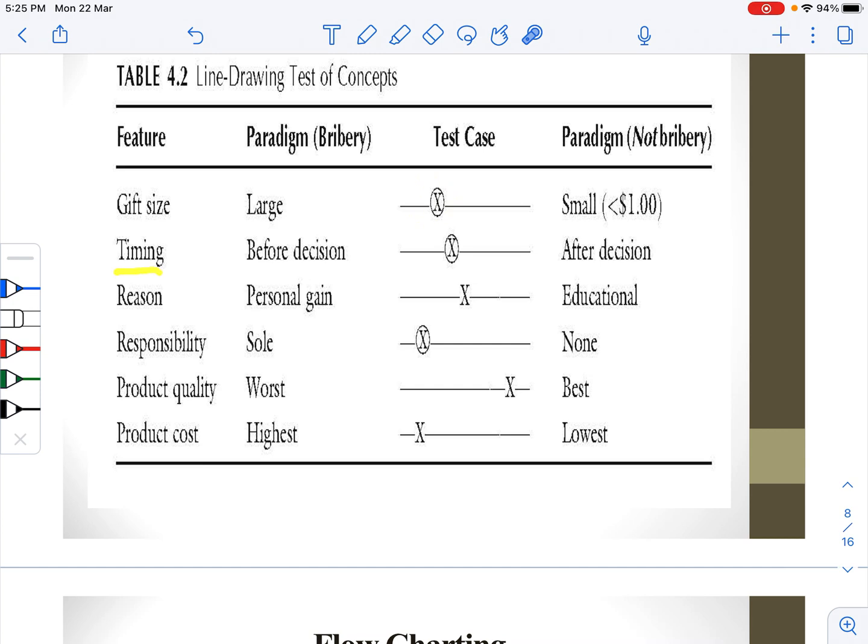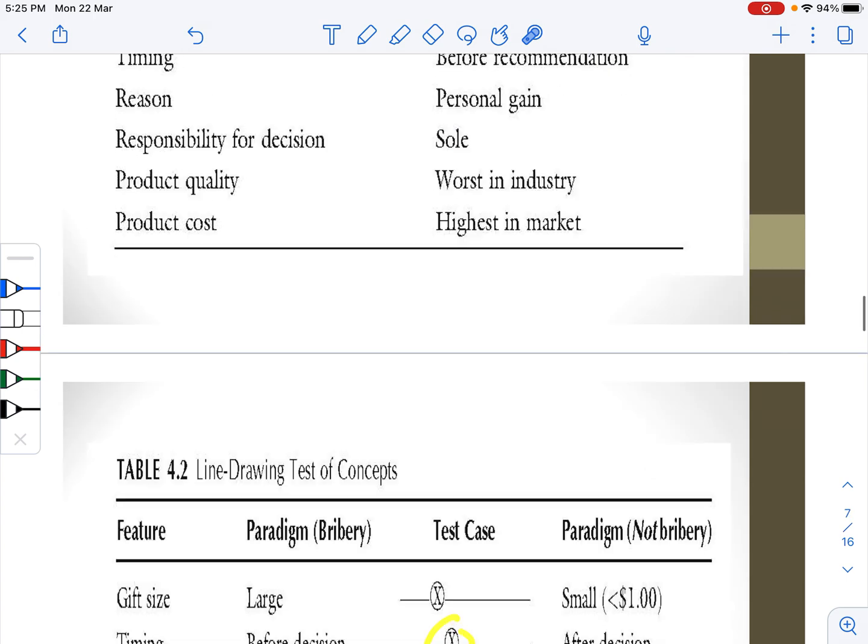The timing also: when the bribery happens, before the decision or after the decision. Maybe in the case study it's not very clear, so based on your understanding, you write down what you think the timing is. Is it exactly before, or slightly after, based on your understanding of the case study. So this is very important, that you read the case study carefully, so that you can come up with this decision, or where this case study happens to be, the circle over here.